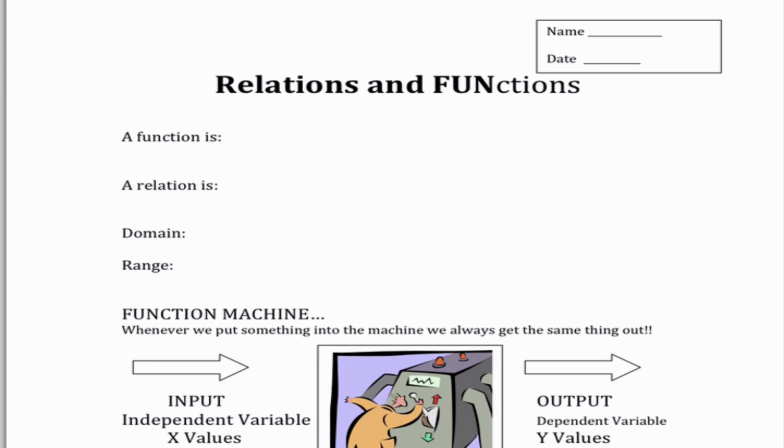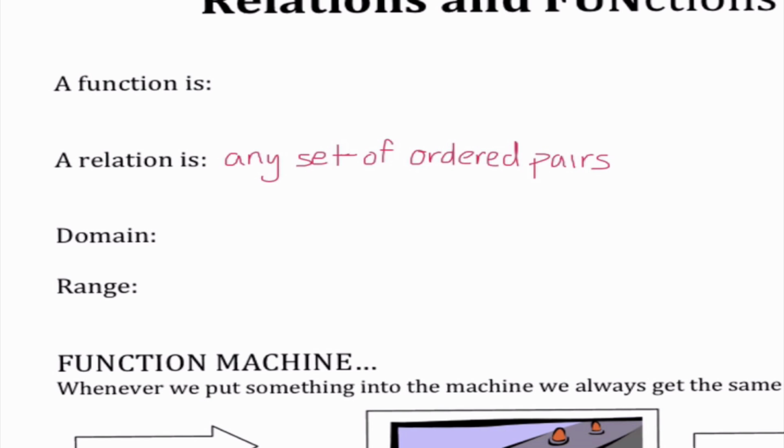So the first two definitions that we're going to talk about are what is a function and what is a relation. First, I want to start with the definition of a relation. A relation is any set of ordered pairs. And when we hear ordered pairs, we normally just think of actually having an ordered pair with an x, y value. But this could be in the form of an equation, in the form of a graph. So any set of ordered pairs is a relation.